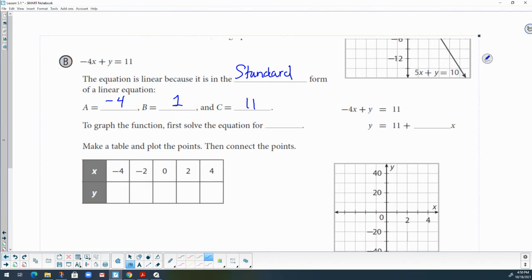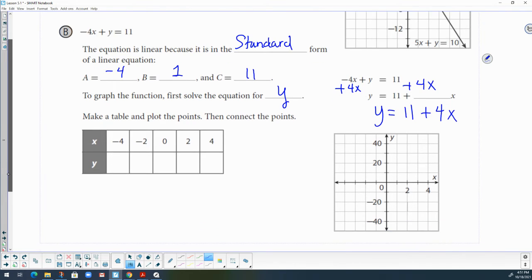So the first thing I want to do is isolate y. To graph the function, first isolate the equation for your y value. So when I do that, I'm going to add the 4x to both sides. So now here I have y is equal to 11 plus 4x. I just move that 4x to the other side.